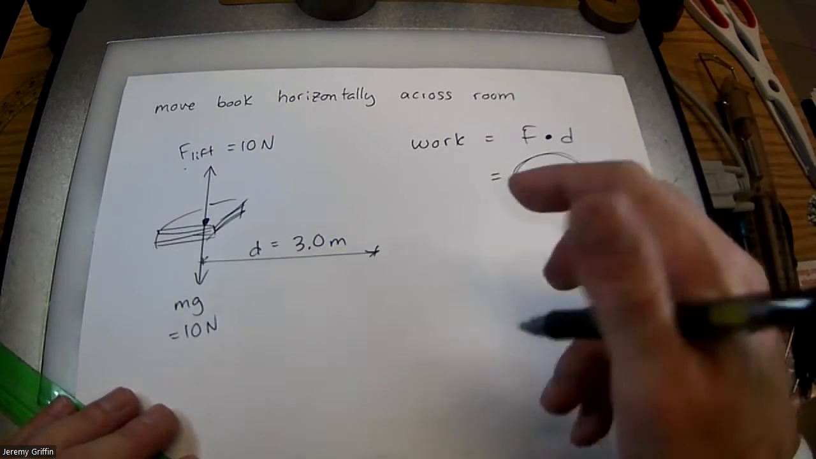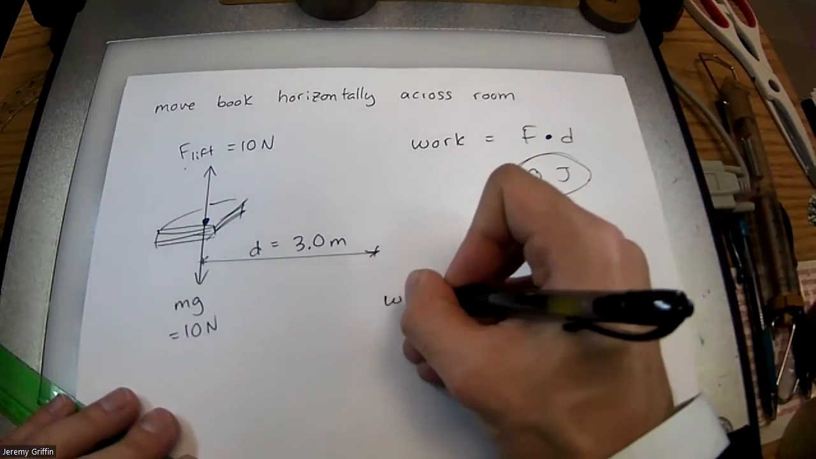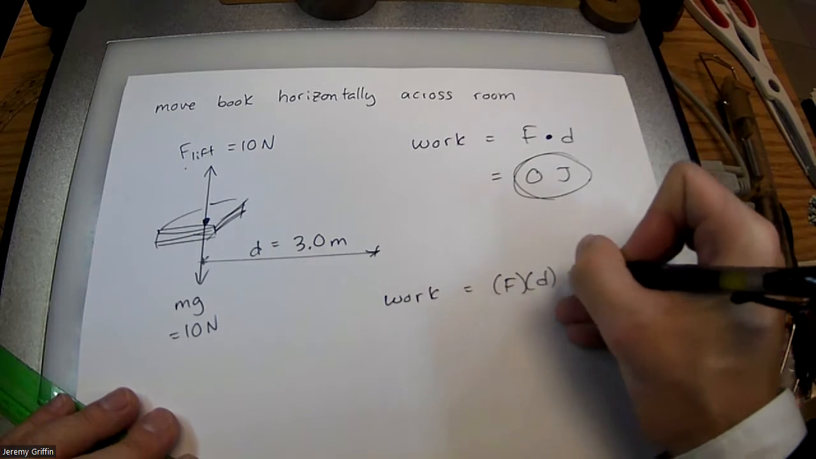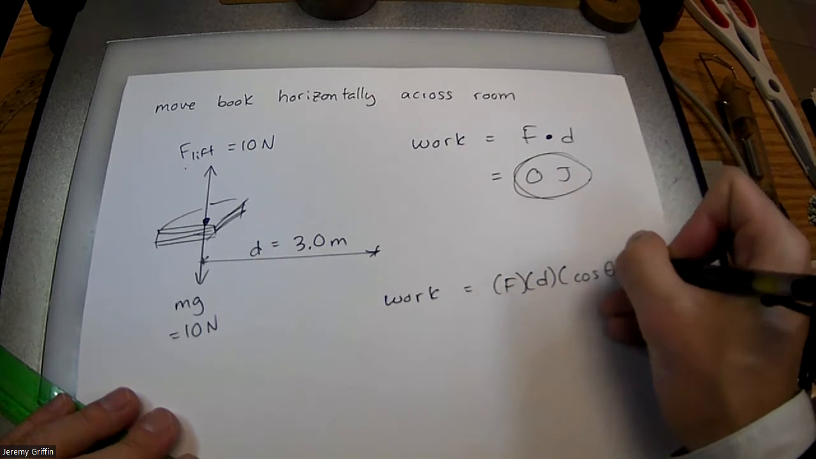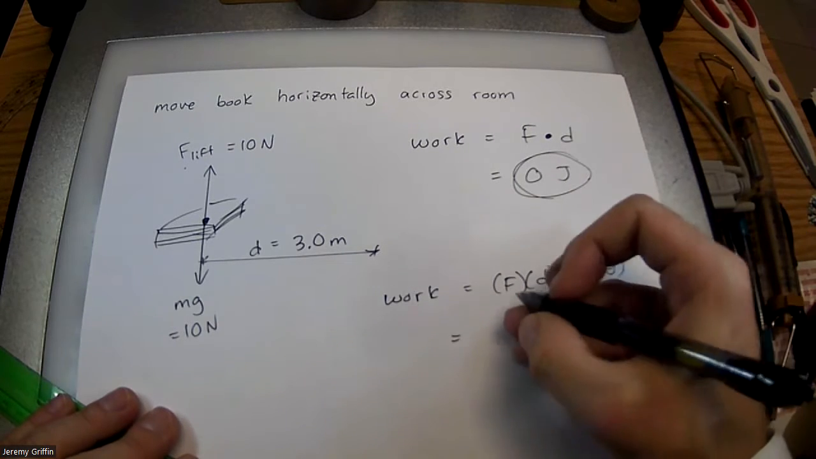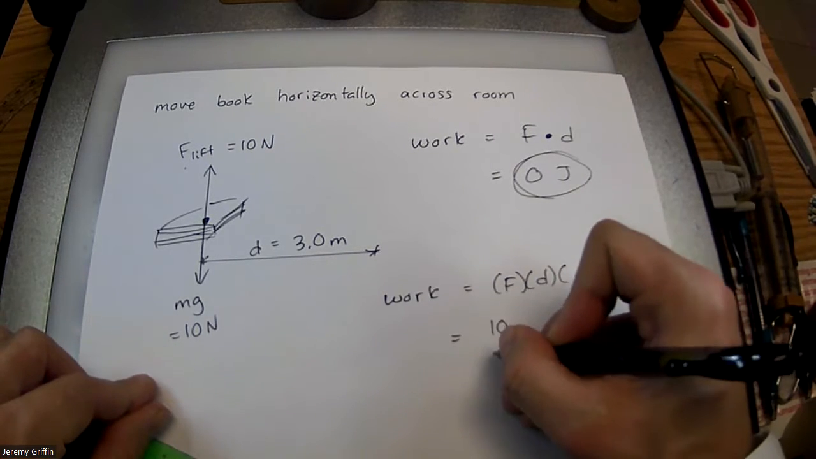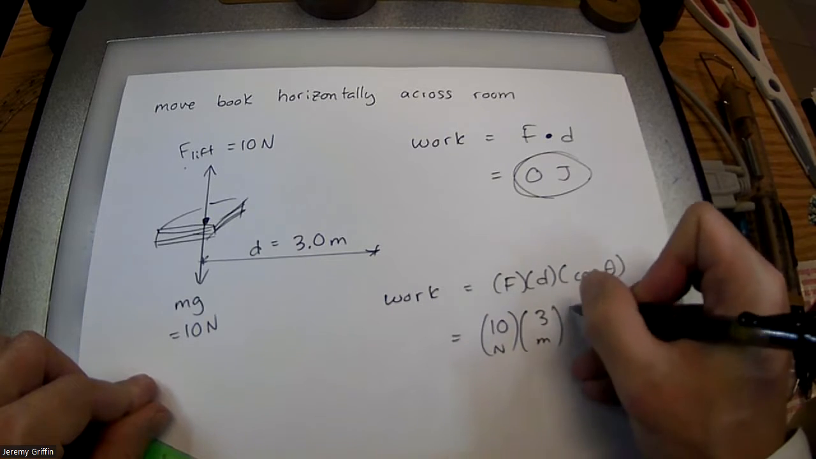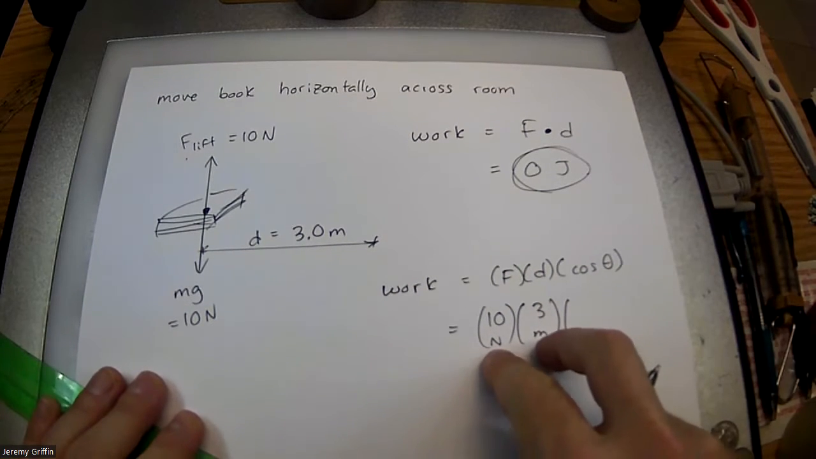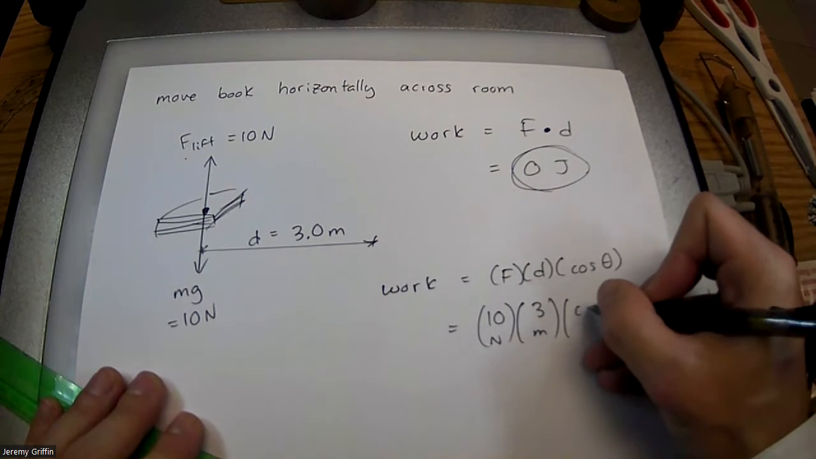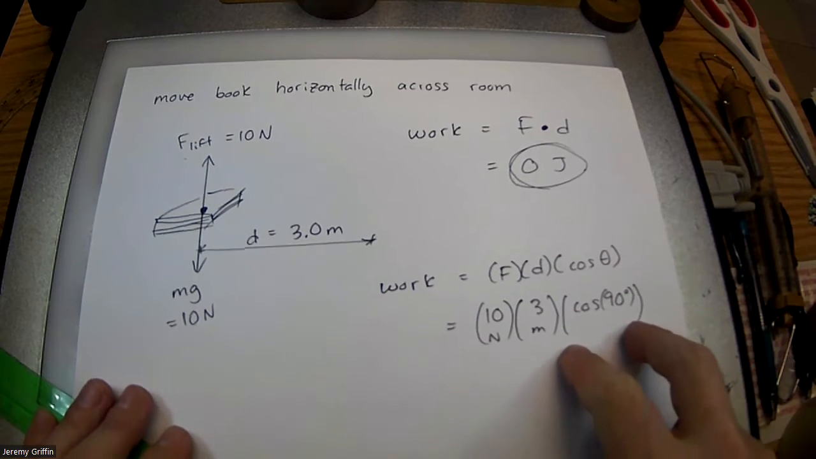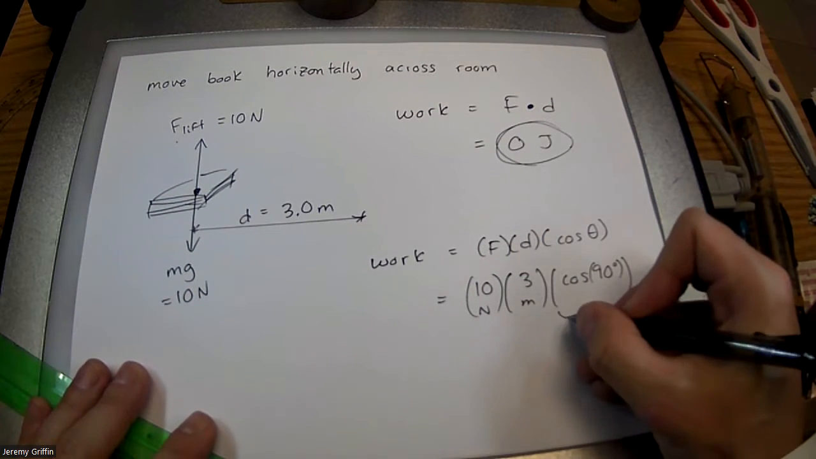Now let me break out the more granular version of this. Work could be force times distance times cosine of the angle between them. Pop in some numbers. I got my 10 newton force, and sure, it went a distance of 3 meters, but that 10 newtons and those 3 meters are at 90 degrees to each other. And oh, what's cosine of 90 degrees?